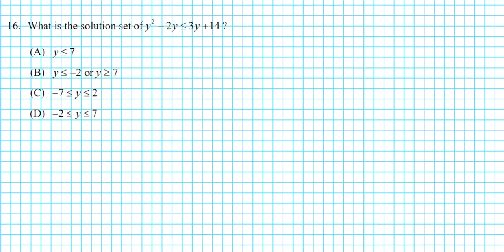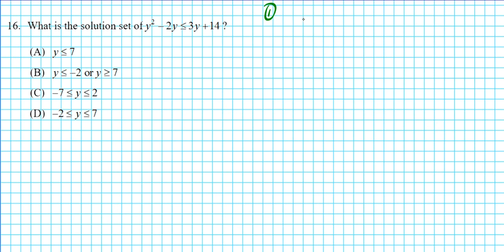Alright, let's take a look at question number 16. It reads, what is the solution set of y squared minus 2y less than or equal to 3y plus 14? So this is a quadratic inequality type problem. Let's take a look at the steps to guide us through the problem solving process.